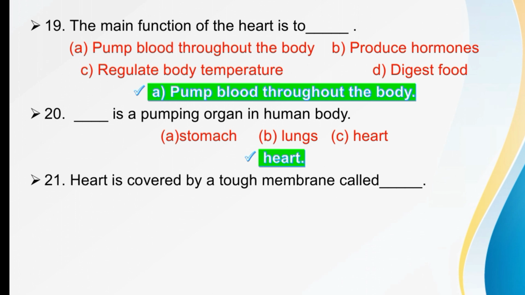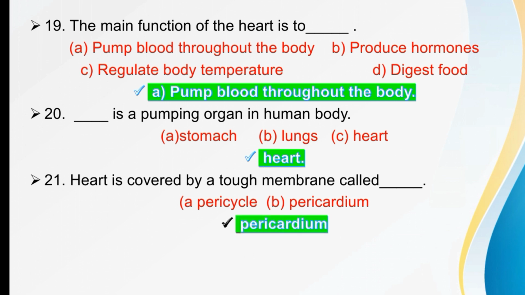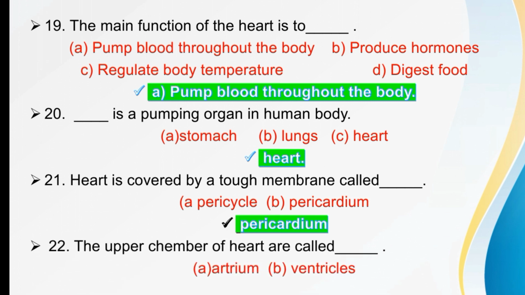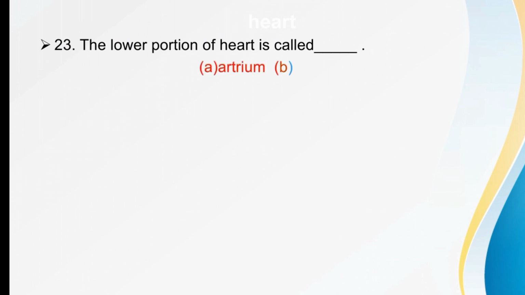The heart is covered by a tough membrane called dash. The heart is covered by a tough membrane called pericardium. So the right option is pericardium. The upper chambers of the heart are called dash: atrium or ventricle. So the upper chambers of the heart are called atria. The lower portion of the heart is called dash: atrium or ventricle. So the lower portion of the heart is called ventricles.